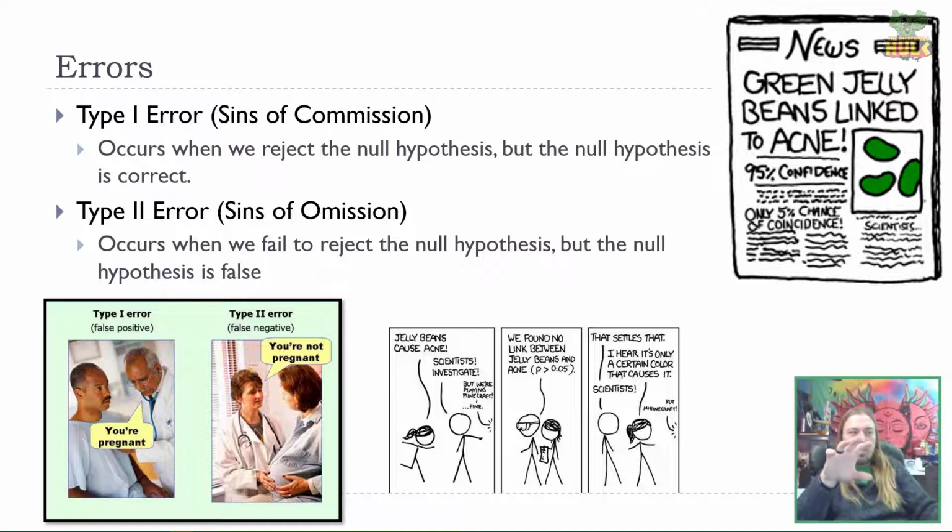All right, so I'll give you a table here in a second to unpack them, but the types of statistical errors we can commit are called type 1 and type 2.